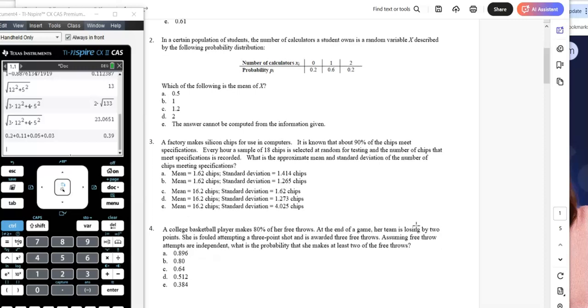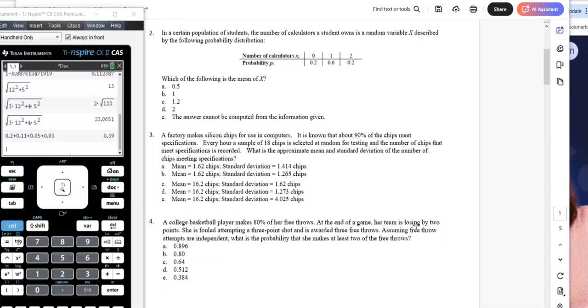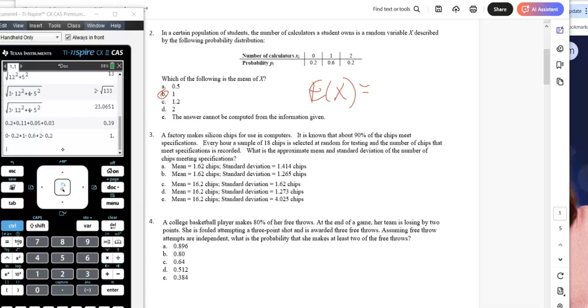In a certain population of students, the number of calculators a student owns is a random variable, X, described by the following properties. 20% own 2 calculators. Which of the following is the mean value of X? This is your classic expected value problem, right? So it'd be 0 times 0.2 plus 1 times 0.6 plus 2 times 0.2. And 1 would be the expected value there. Again, we call that expected value E of X. It's just amount times probability plus amount times probability.